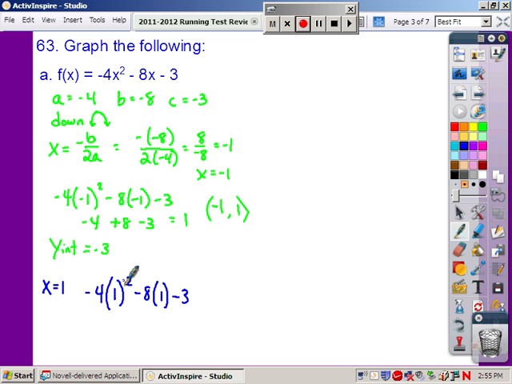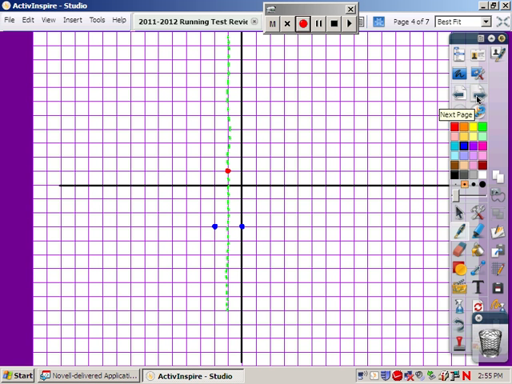1 squared is 1, that's negative 4. This is negative 8. And that is negative 3 again. We're going to get a kind of a big number here, but it happens. This is going to be negative 15. So the point is 1, negative 15. That's a lot. We might not even be able to make it fit on our graph. 1, 2, 3, 4, 5, 6, 7, 8, 9, 10, 11, 12, 13. Yeah, we're way, way down here.